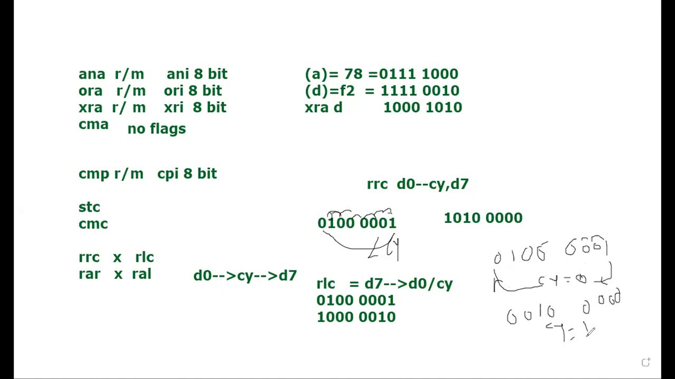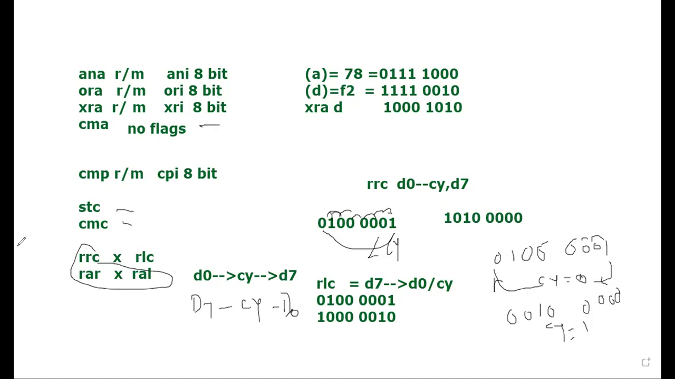Same thing with RAL. What will RAL do? The D7 bit will go to carry and carry will go to the D0 bit. So that is the difference between RAL and RLC. All these are implicit addressing mode. Only the carry flag is affected by these 4 instructions. No flags are affected by CMA.